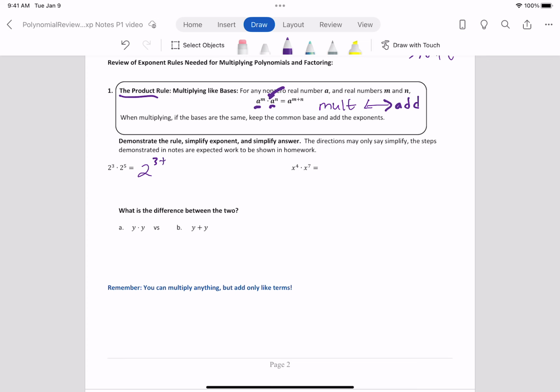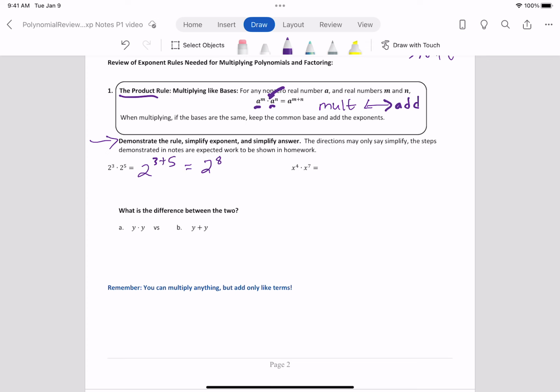We're going to add the exponents, and that gives me 2 to the 8th. Now I want you to note here, throughout the exponent rules, you're going to see that the instructions say demonstrate the rule, simplify the exponent, and simplify the answer. So I don't want you to just type into the calculator 2 to the third times 2 to the fifth and give me an answer. That's not what I'm looking for.